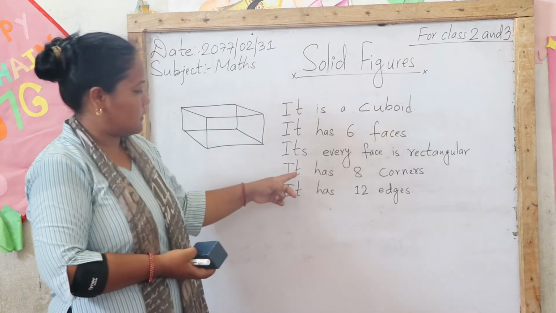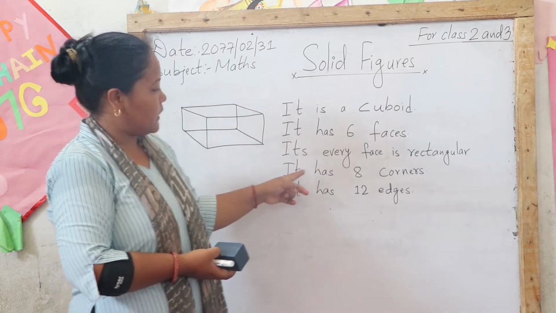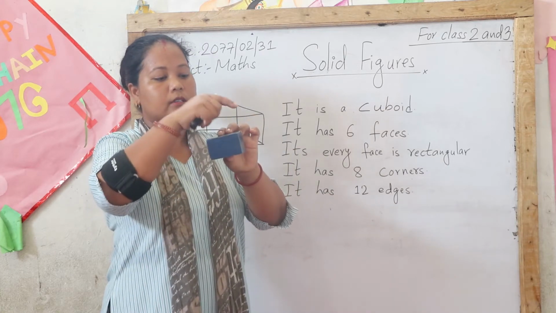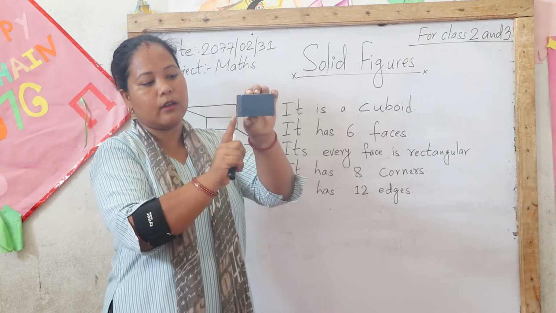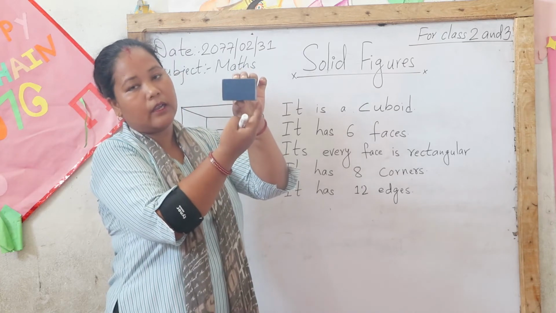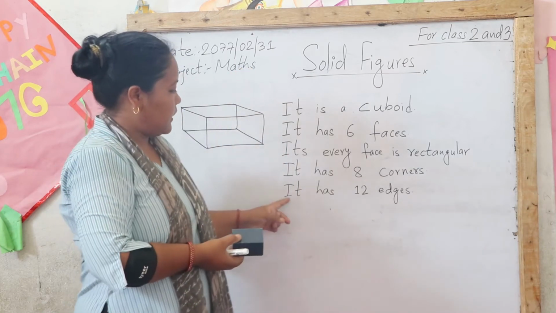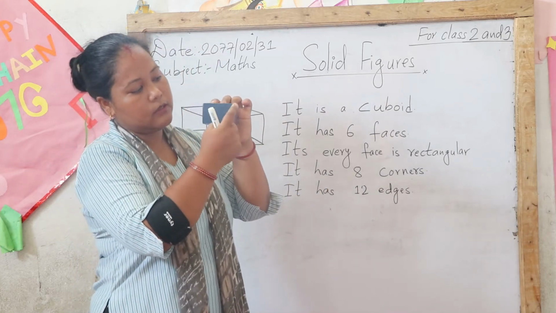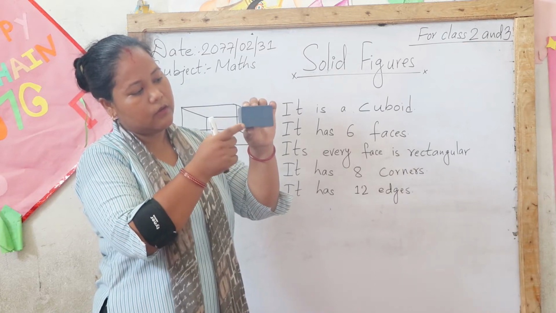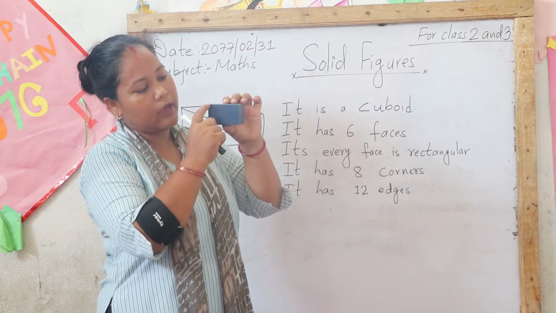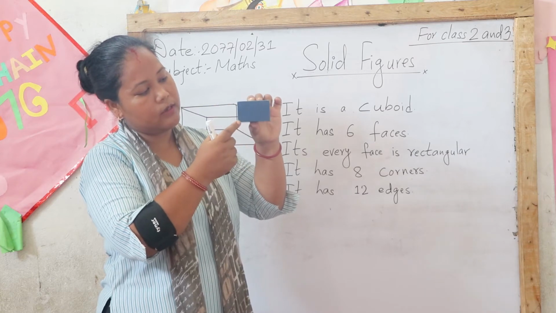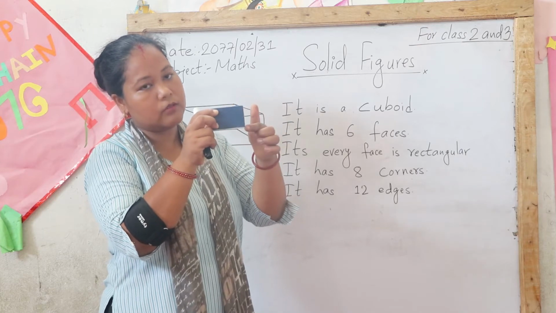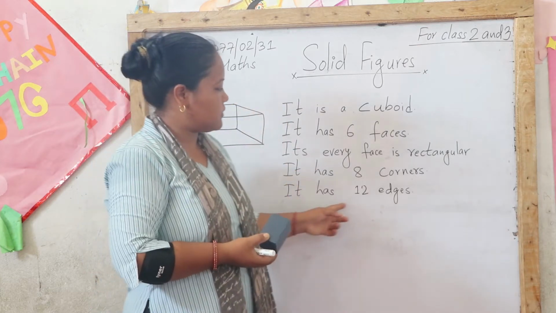Next property is it has 8 corners, same like cube. 1 corner, 2, 3, 4, 5, 6, 7 and 8 corners. And it has 12 edges. 1 edge, 2, 3, 4. At back 5 edges, 6, 7, 8 and 9, 10, 11, 12 edges. It has 12 edges.